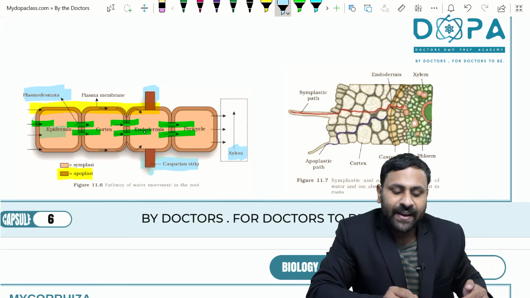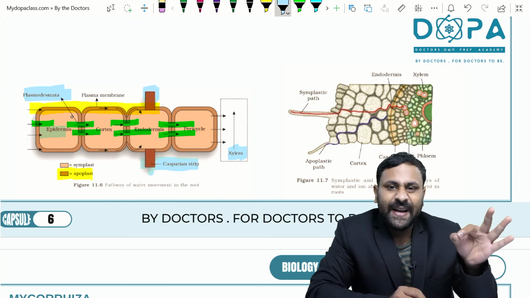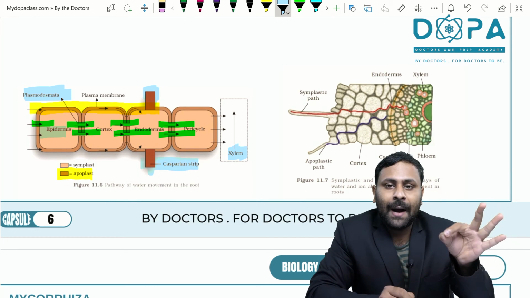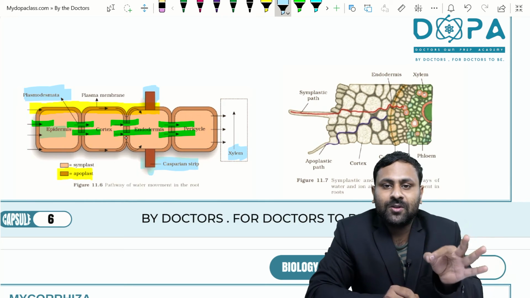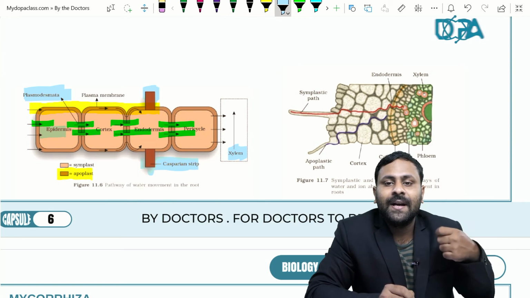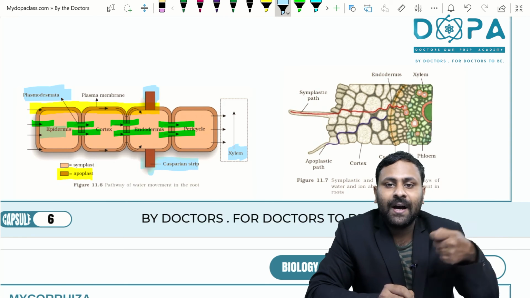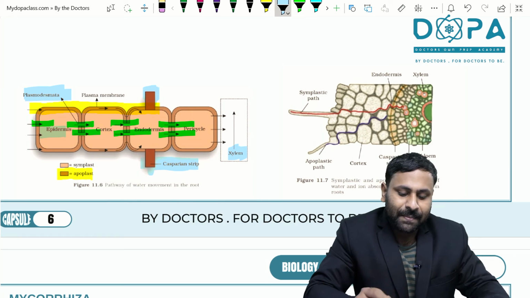The endodermis has a deposited suberin layer called the Casparian strip. Water molecules moving through intercellular space and cell wall is called the apoplast pathway. Water molecules moving from cell to cell through plasmodesmata is called the symplast pathway. These are the two distinct pathways for the movement of water molecules into the inner layers of the root. This is about the apoplast pathway and symplast pathway.